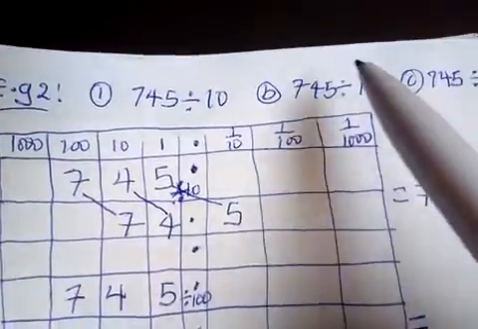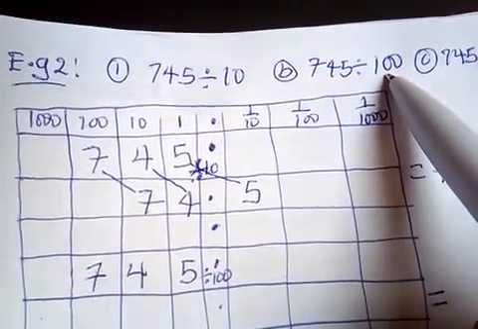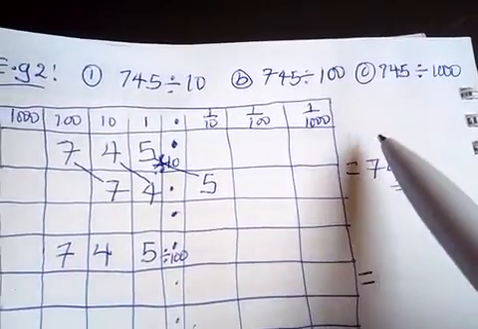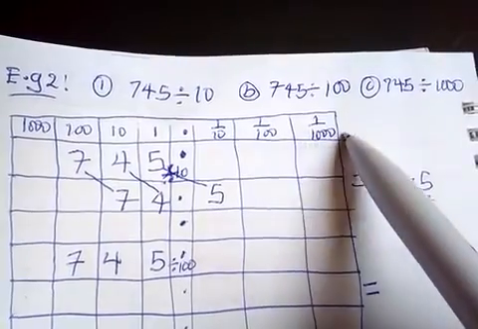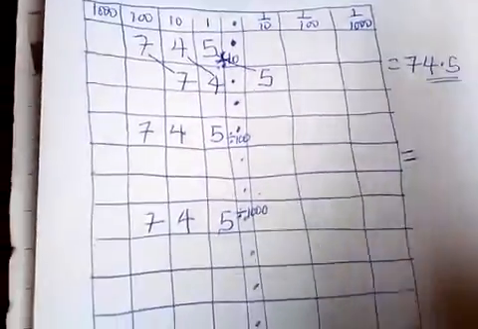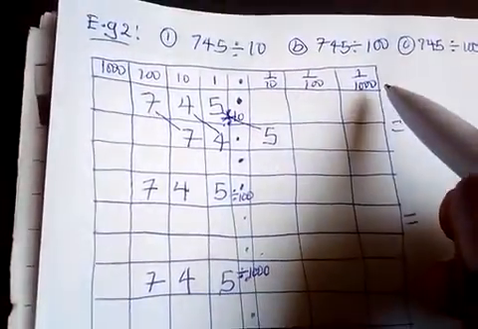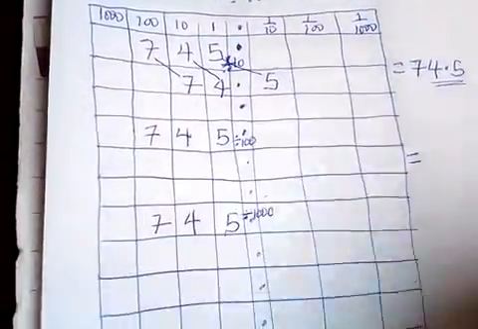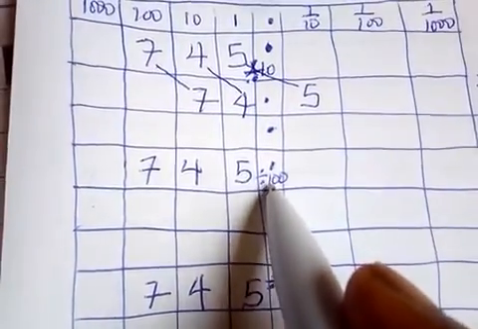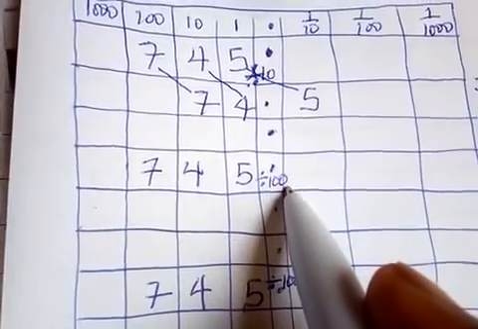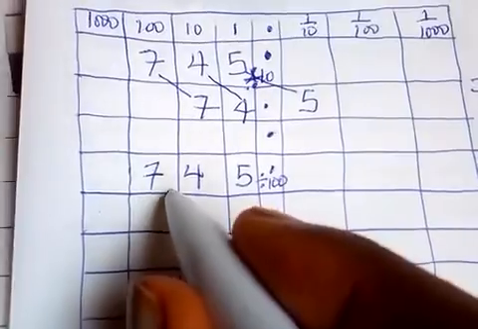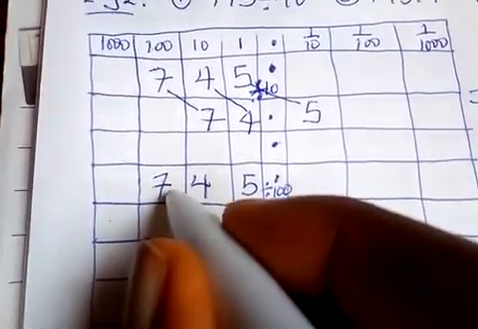Okay, let's look at the second example. 745 divided by 100, and we have 745 divided by 1000. Note, you can go as many boxes as you want depending on your question. I prefer you add more so that in case your question is long, you can flow. So quickly, we have 745 divided by 100, 2 zeros. That means we go back twice. So 7 was here, it comes here, 1, 2.